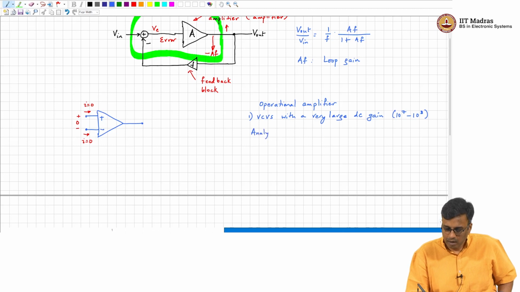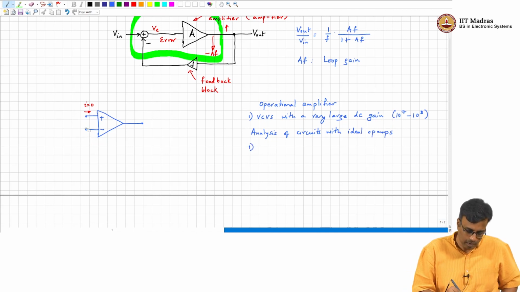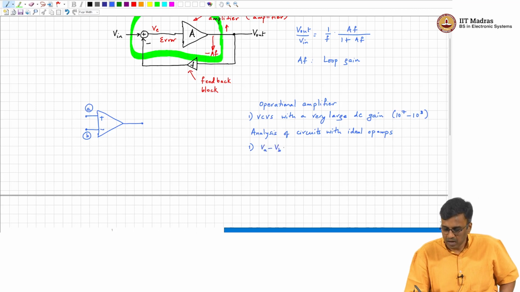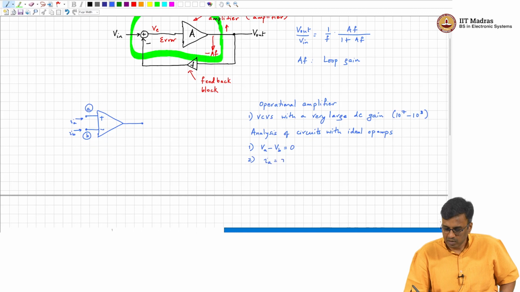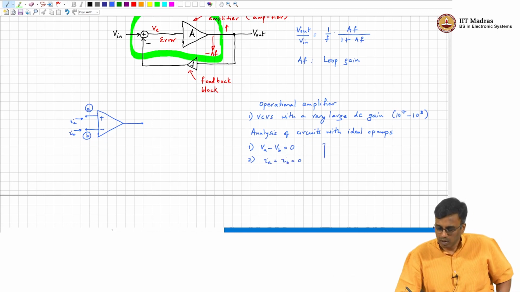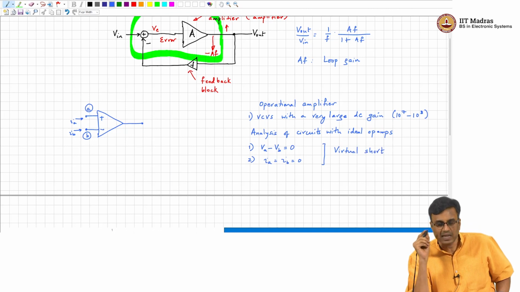So, let us call this node A and node B. V A minus V B is equal to 0, and if this current is I A and this current is I B, I A equals I B equals 0. So, therefore, the two input terminals of the op amp form what is called a virtual short, all right, but it is important that this can only be applied in cases where there is negative feedback around the op amp.